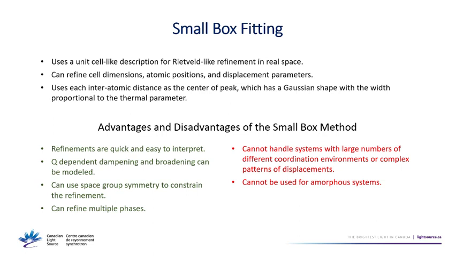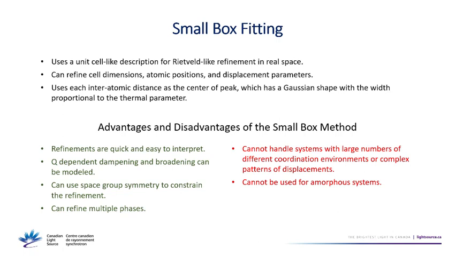And so you can refine all the same things. You refine the unit cell dimensions, atomic positions, displacement parameters. And so basically what it does is it takes your unit cell and it calculates the interatomic distances between all the atoms, and it uses those as the center of a peak. And then it uses a thermal parameter to define the width of the peak. So the thermal parameter, saying how much the atoms are vibrating, determines how wide the peak is. And so the small box is the most common and probably easiest method to use, and it's usually what you would want to start with.